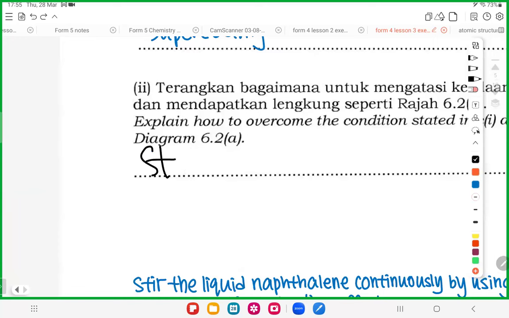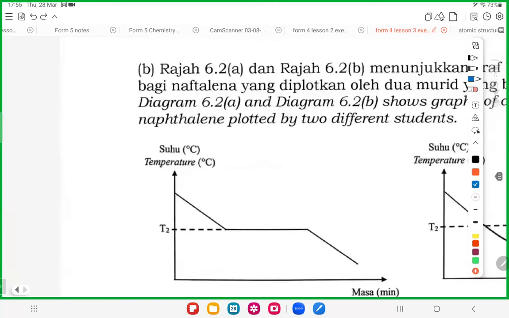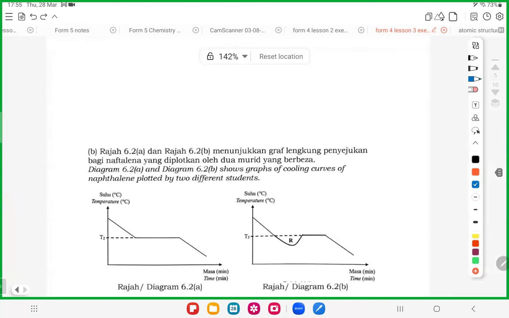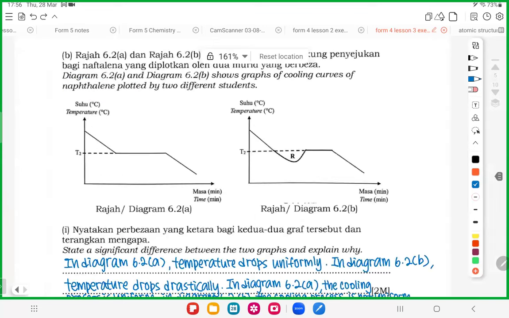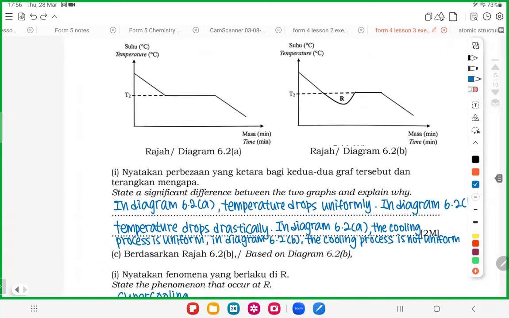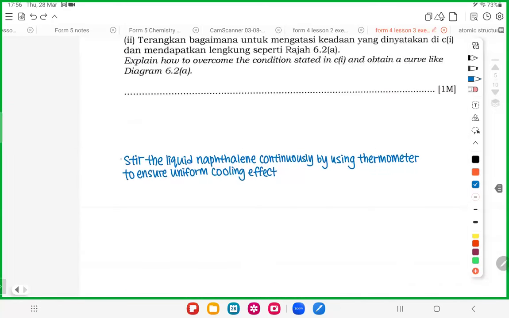What do you want to stir? You didn't say what you want to stir. So you must tell people what you want to stir. You want to stir the naphthalene, and you stir the liquid naphthalene. Why liquid? Because you know this is a freezing process. So you stir the liquid naphthalene.